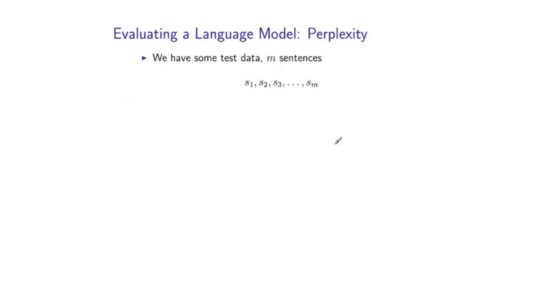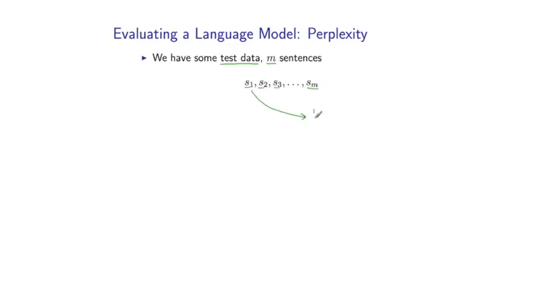So now let's define perplexity. As I said before, we've assumed in the language modeling problem that we have some training data consisting of many sentences in the language in which we are interested. In addition, we're going to assume that we have some test data sentences. Use little m to refer to the number of sentences. So we have S1, S2, S3, up to SM, where each of these is a sentence in the language.